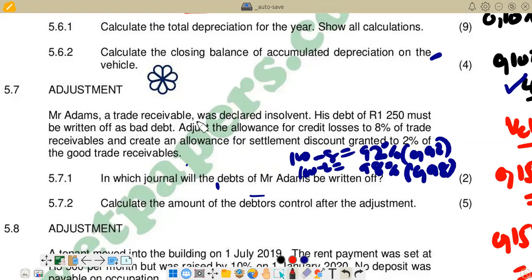Right. So what we are going to do, we are going to say initially, the figure that we are given there is 150,000. Then we subtract this one that was written off, which is 1,250. And obviously, when you subtract that one, you get 148,750.